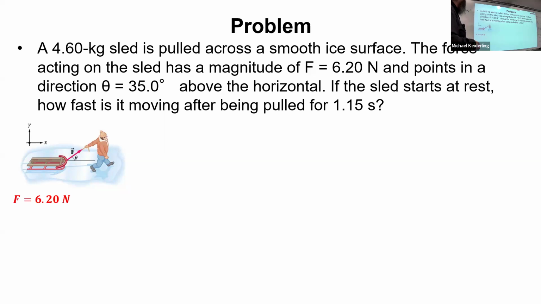So we know the force being applied. We know the angle it's applied at. We know the mass. We know the time. We know our initial velocity. We're trying to find the final velocity. We're only interested in horizontal motion. So to find the final velocity, we need to know the acceleration. To find the acceleration, we need to know the net force.